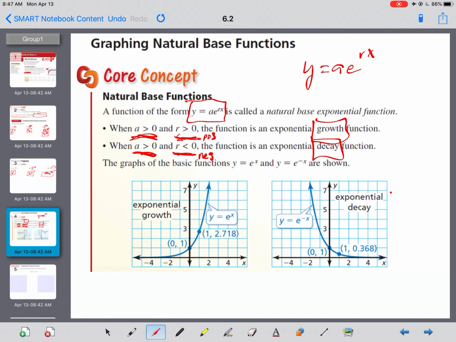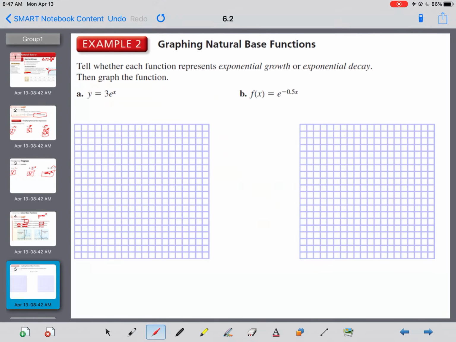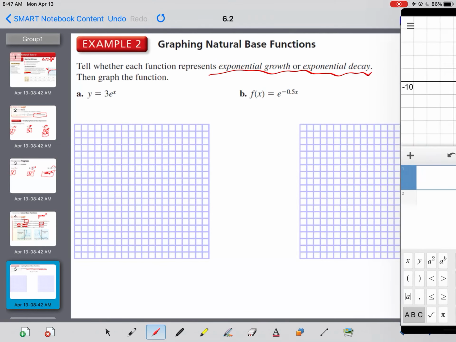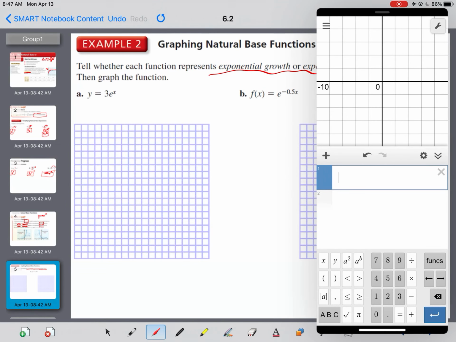The graphs of the basic functions y equals e to the x and y equals e to the negative x are shown. This is what their basic ones look like. Growth, from left to right, is getting bigger. The y starts out really close to 0 and then it gets big. Here it starts really big and then gets closer and closer to 0. It decays, it gets smaller. Tell whether each function represents exponential growth or decay, then graph it. I really care about this part, the tell. We're going to use Desmos to graph.